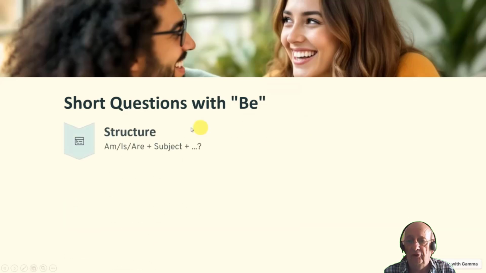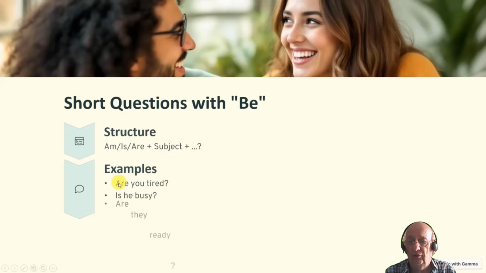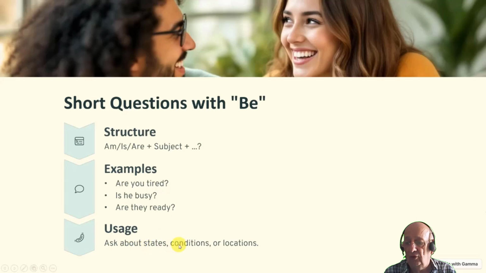Okay, let's go for it. The structure: am, is, are plus its subject plus of course your short question. Examples: are you tired? Is he busy? Are they ready? And of course the usage, ask about states, conditions, or locations. Are you ready? You're asking about a state, right? Are you busy, or is he busy? Are they ready? Where is the pen? Things like that, right? Those are all different conditions and locations.